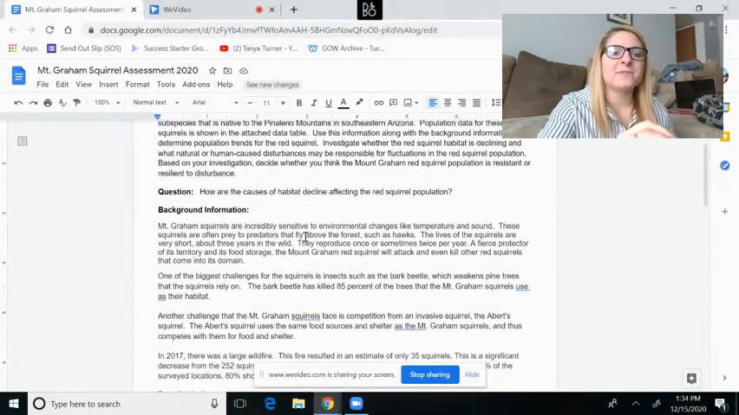So remember, our independent variable goes between how does and affect. So the independent variable is the causes of habitat decline, and our dependent variable, what we're measuring, is after the word affect, and it is the red squirrel population.